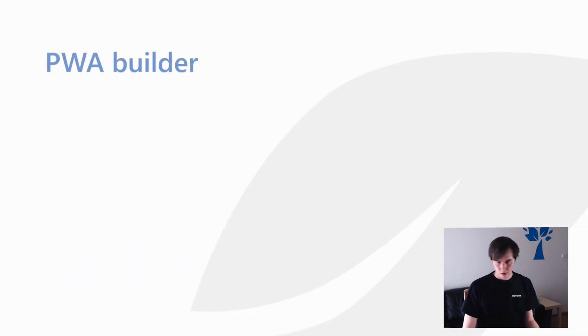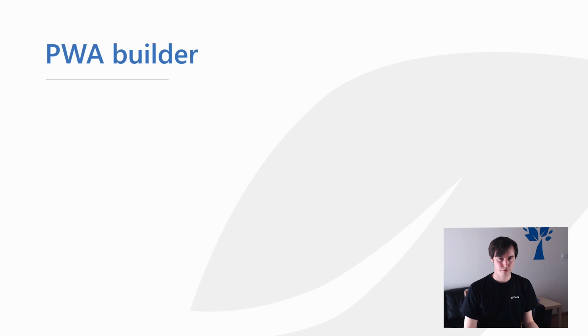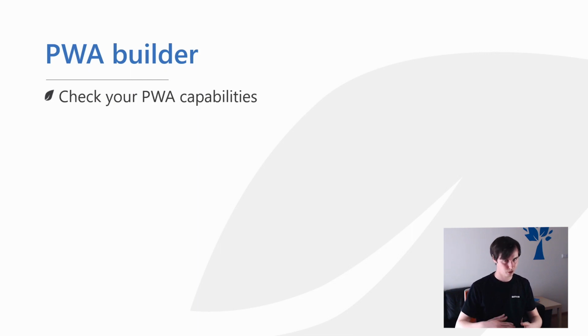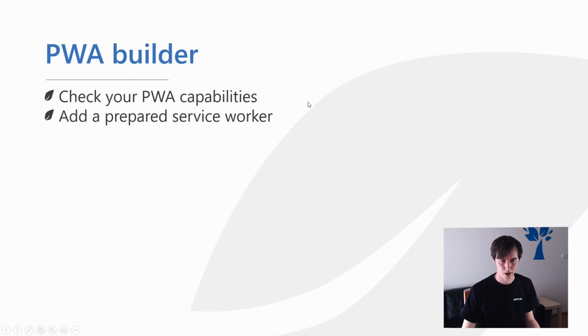This can help you. The other tool that can help you a lot with application development, with PWA development, is something called PWA Builder, which is a website created by Microsoft. You can also check your capabilities here, so you can run another audit so that you know that your application is okay. You can have some service workers that are already prepared and you just copy paste them into your application. So this site helps you with setting up your whole PWA experience.